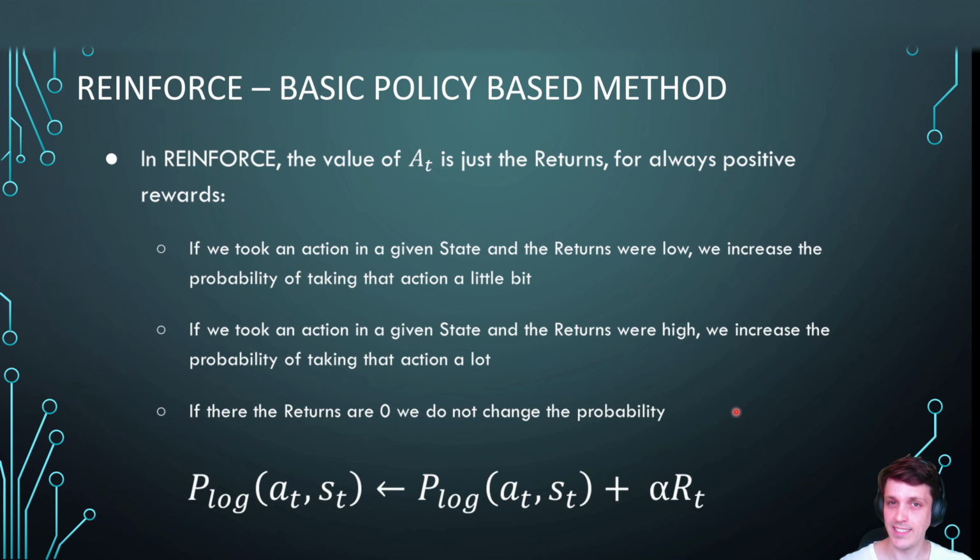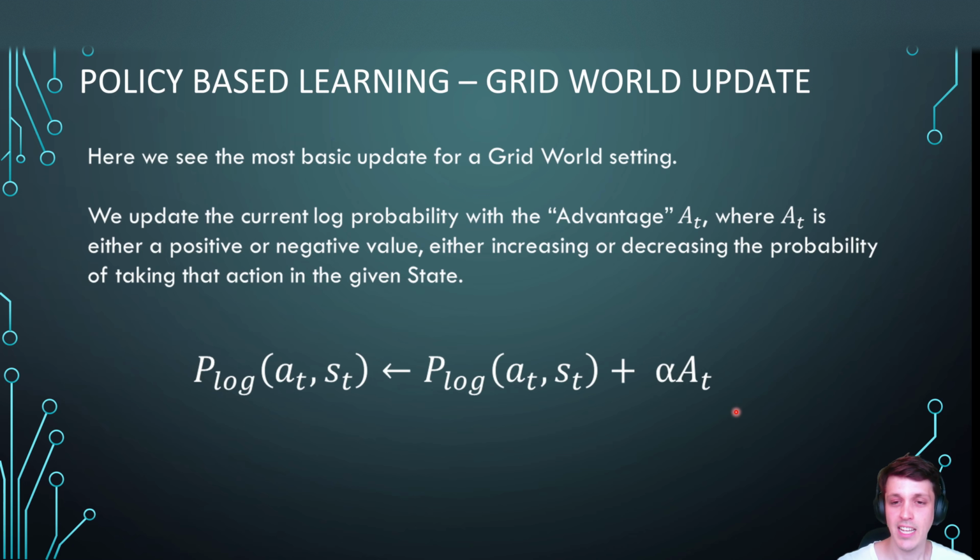The advantage doesn't necessarily need to be negative sometimes. It can be always positive. Even if it's always positive, because we've got these unnormalized log probabilities, once we do the softmax, if we're always increasing one particular action, once we normalize, we'll decrease the probability of the other actions. So even if it's always positive, it doesn't really matter.